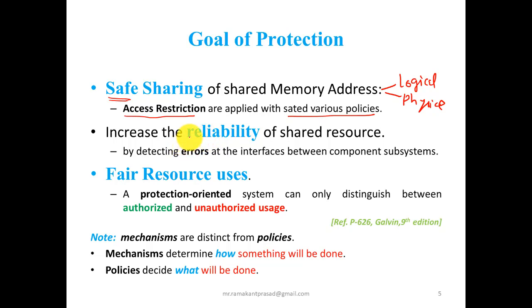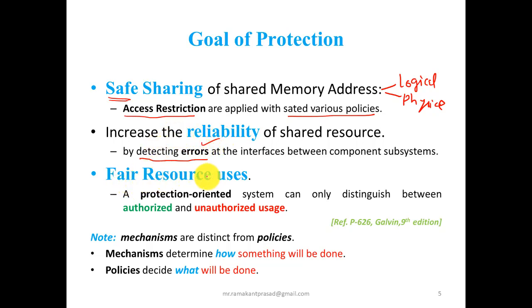Next point is to increase the reliability of the shared resources. So how can we increase the reliability of shared resources? By detecting the errors, or detecting the interferences between the components of the system. If we can detect the problems between the components of the subsystem, we can improve the reliability of our system.